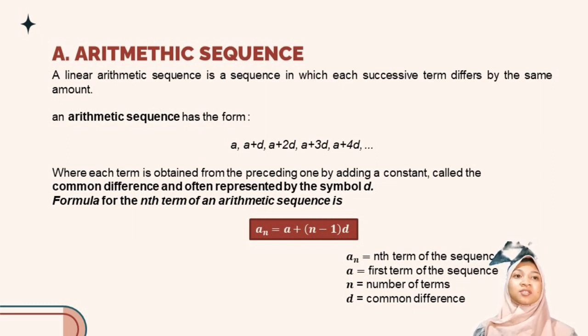Formula for the nth term of an arithmetic sequence is a sub n equals a plus n negative 1 times d, where a sub n is the nth term of the sequence, a is the first term of the sequence, n is the number of terms, and d is the common difference.